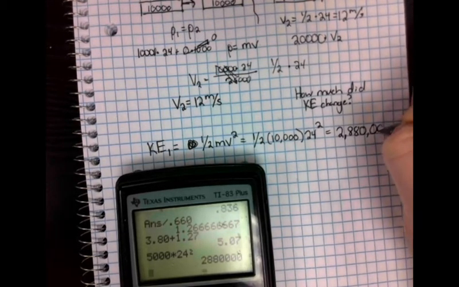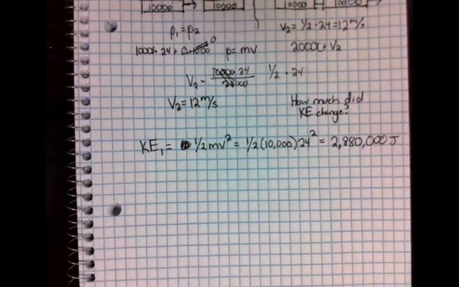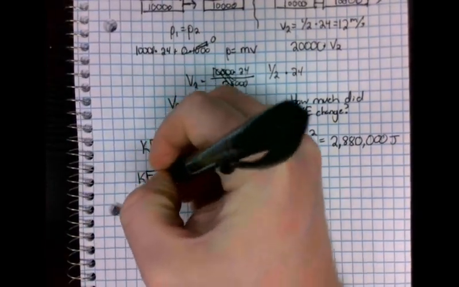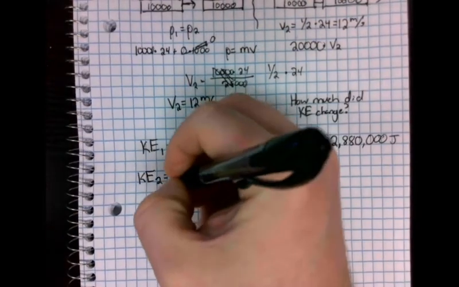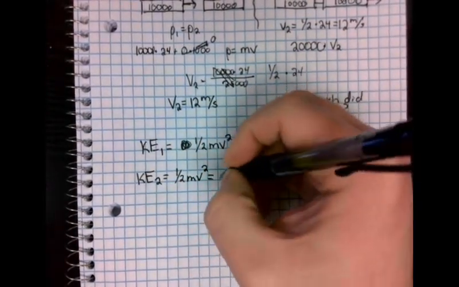2,880,000 joules of energy. So that's a lot of joules. But then let's check what KE2 is. So KE2 is going to be equal to still 1/2 mv squared. And we know momentum was conserved. That's why we were able to do this problem.